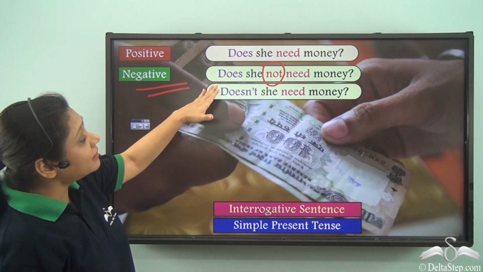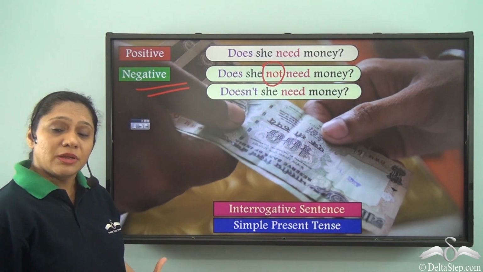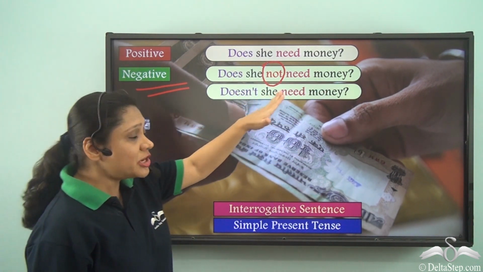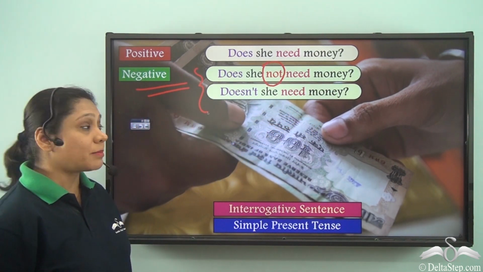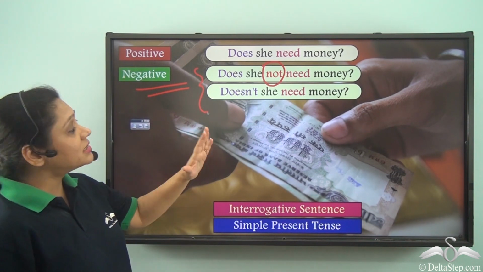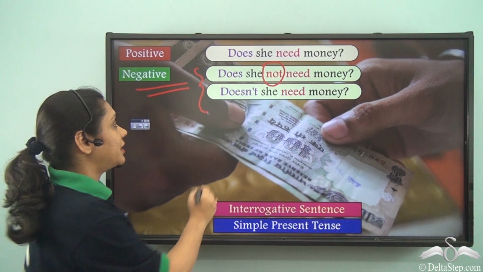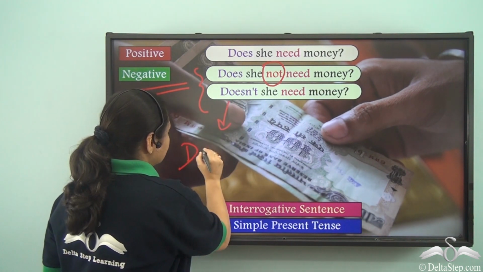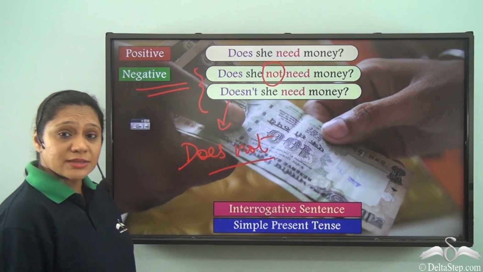Now we can write this sentence, does she not need money, in another form. We can also say, doesn't she need money? Both these sentences mean the same. What have we done here? Instead of writing does she not, we have written doesn't she. So this is the contracted form of does not.